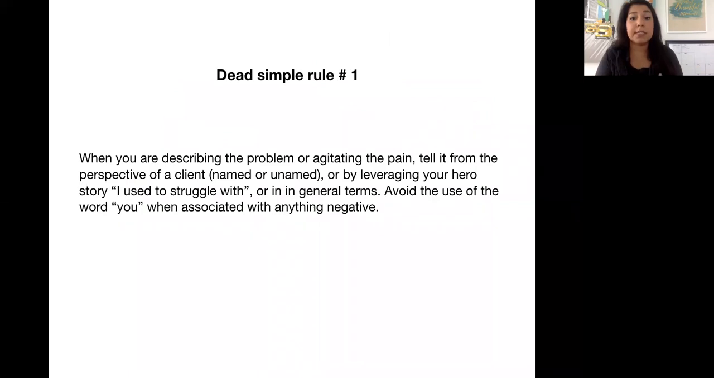So that's our first, dead simple rule, which is when you're describing the pain or the problem, tell it from the perspective of the client, and you can name them or you don't have to name them, or by leveraging your hero story. So I used to struggle with, or in general terms. So many women think that, many people struggle with, so keep it general. Avoid the use of the word you when associated with anything negative. So that's rule number 1.